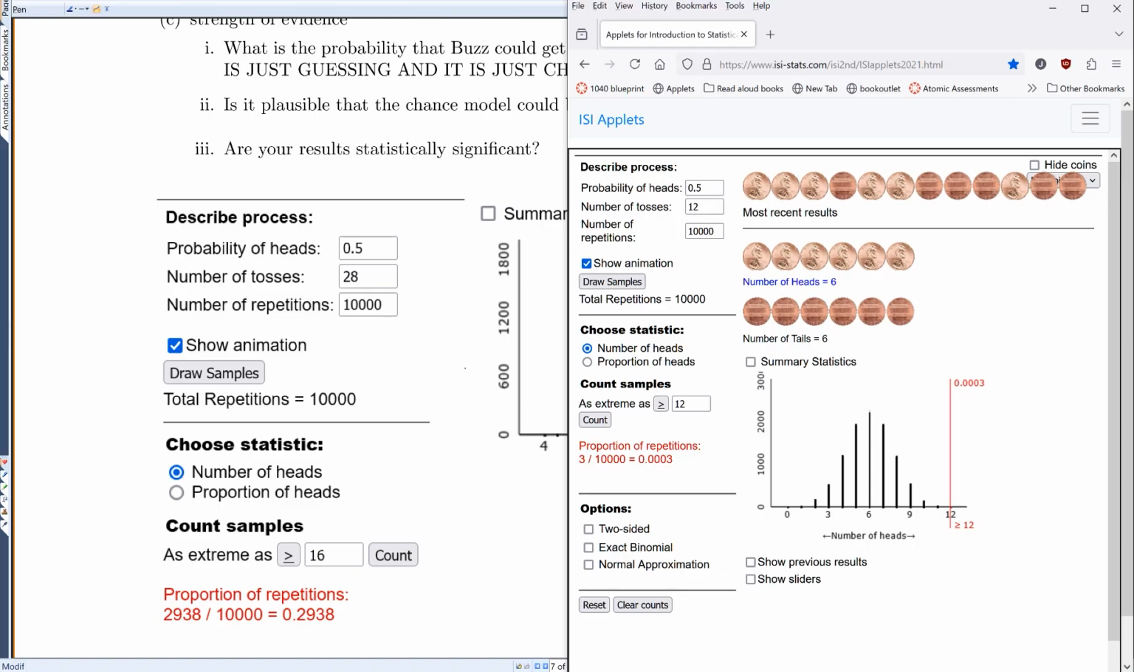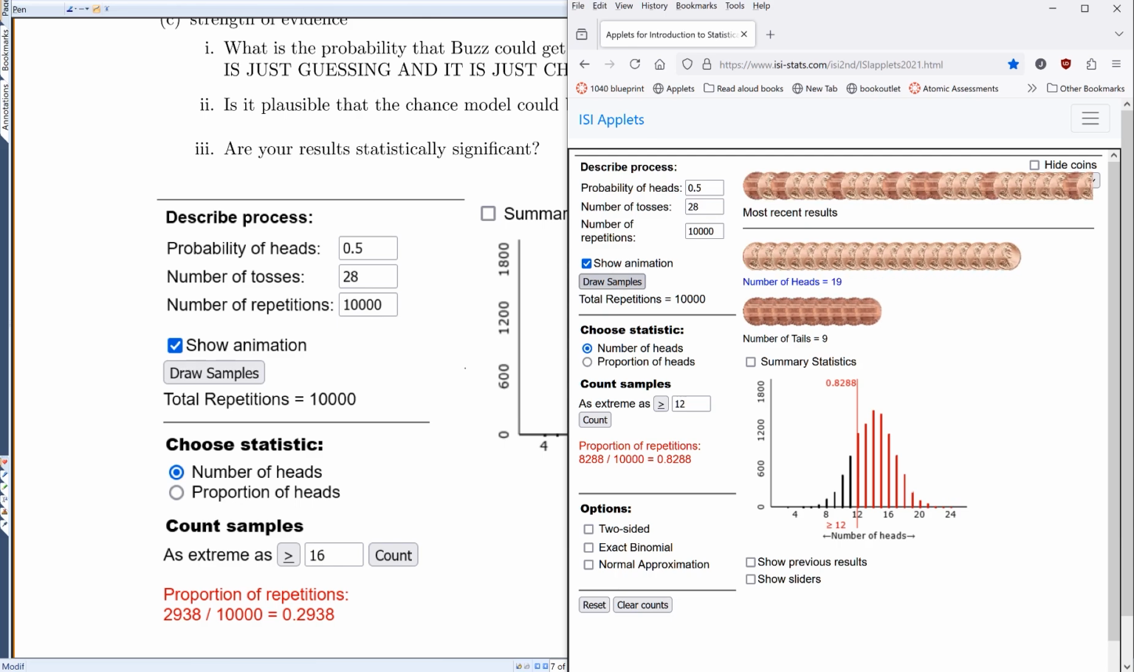Let me pull up the applet just to show you. My probability of heads is 0.5. We're doing it 28 times. I'm going to do it 10,000 times, so I'll click draw my samples. I wanted to do anything as extreme as 16. And it looks like this time we got 0.2868. Again, every time you simulate, it will be a little bit different. We're just hoping that we're all pretty close to somewhere around 0.29. If you don't like this fact that it changes a little bit each time, you could do 100,000 tosses.